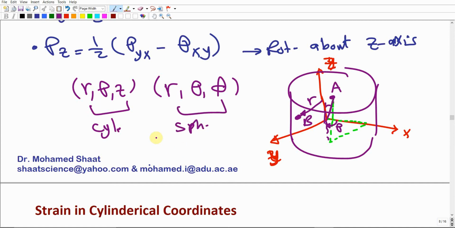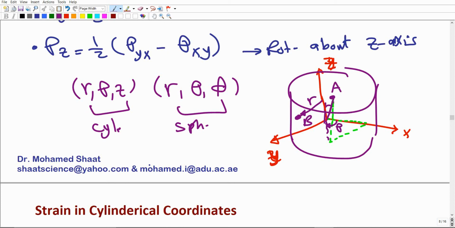In some applications and some types of problems, and this is what we're going to consider even after a while during this class, it is better to describe the displacement of a point using the cylindrical or the spherical coordinates. It's going to be much easier and simpler and makes more sense than describing them using the rectangular coordinates x, y, and z.